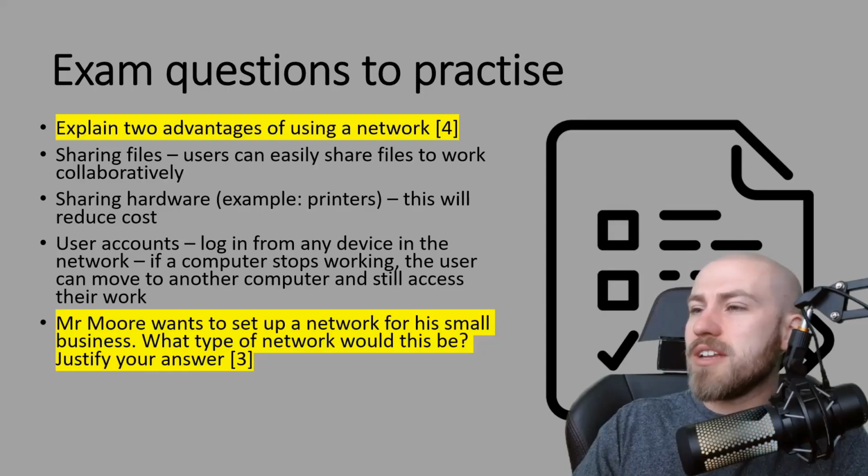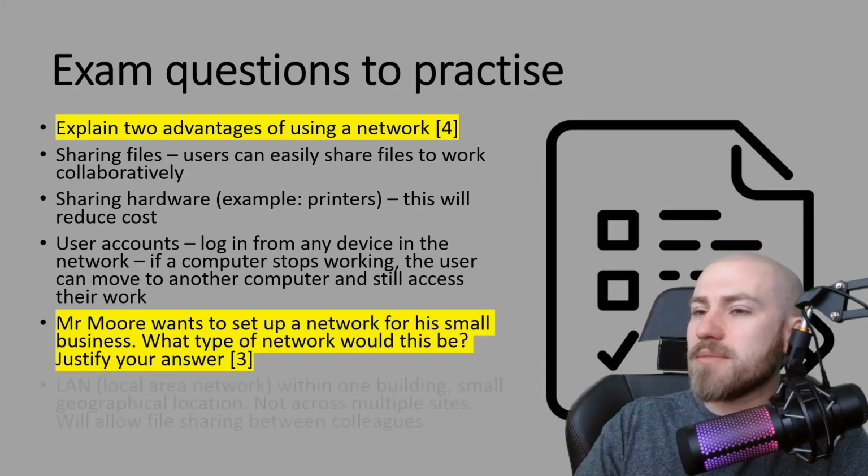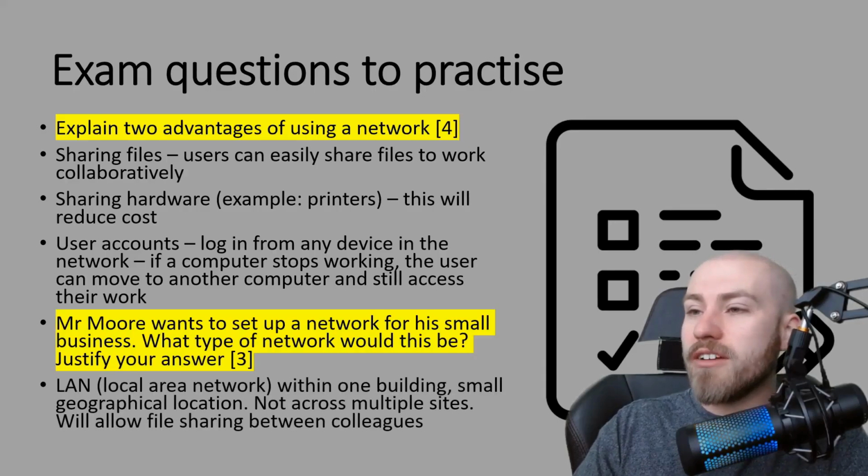Mr. Moore wants to set up a network for a small business. What type of network would this be? Justify your answer. So it would be a local area network, which is within 1 building, small geographical location, not across multiple sites. And as a final reason to justify it, it will allow file sharing between colleagues.